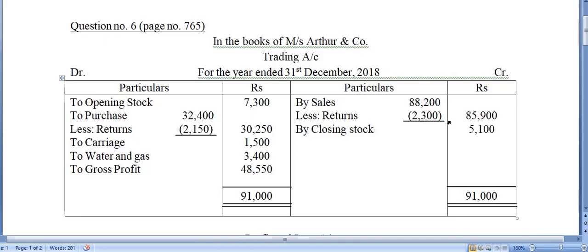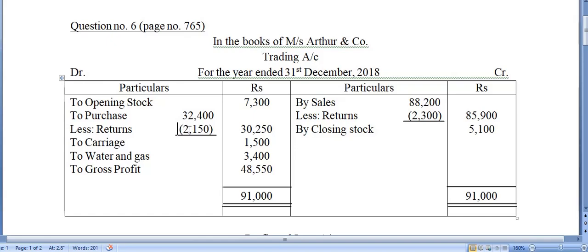Let us start from question number 6. You know how to prepare the trading account. It starts with the opening stock, so first of all you will write the opening stock. Then you will write the purchases, and from purchases you must adjust the returns. There can be two types of returns: return inward and return outward. Return inward is your sales return, and return outward is purchase returns. So sales returns equals return inward, and purchase returns equals return outward.